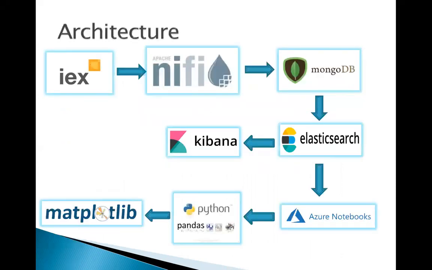So this is our overall architecture, where we have IEX giving us the API. NiFi runs a process every minute to call that API, cleans it up, writes it to MongoDB, then sends it to Elasticsearch. We can use Kibana sitting on top of Elasticsearch to do some visualizations or simple queries. For further analysis, we are reading the data into Azure notebooks. We're using Pandas data frames and Matplotlib to create graphs.